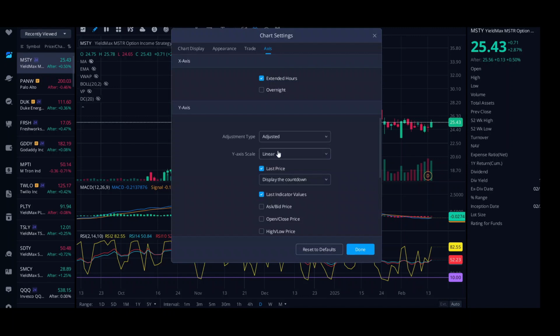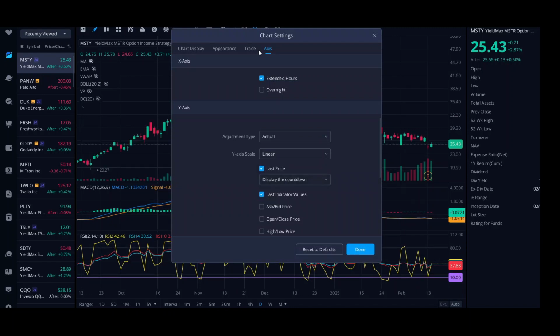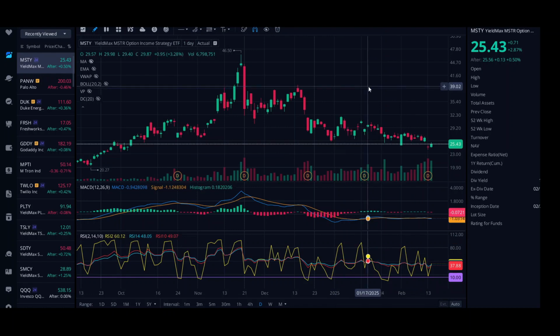simple. You go there, click, go to adjusted. Instead of adjusted, go to actual. And this is under the axis tab here. And then you hit done, and as you can see, it is quite different, right? It's got that high of 46.50, and that is an actual price. That is how high it actually did go.